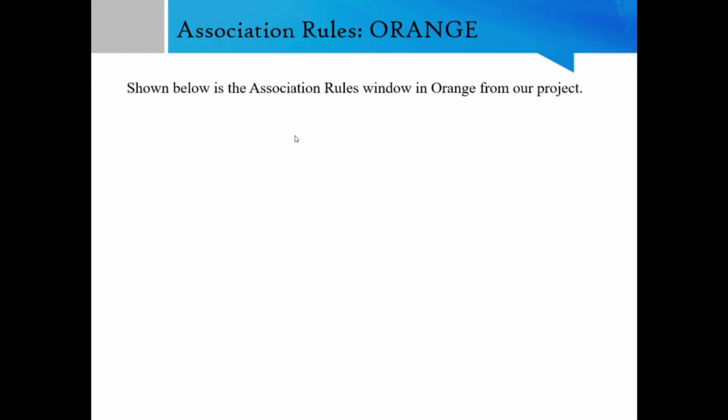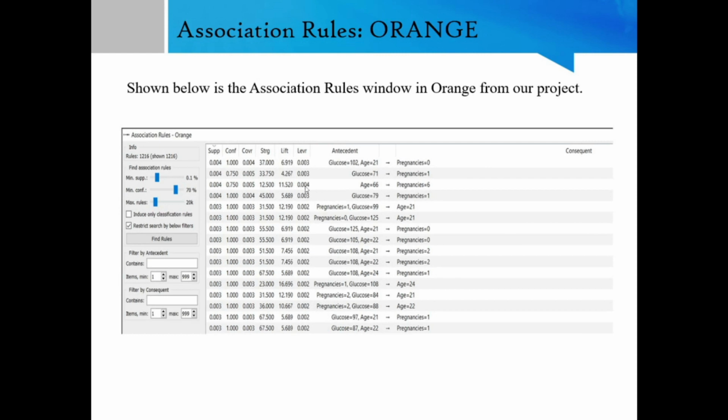Next, shown below is the association rule window in Orange from our project. On the left-hand side, we have certain information and different types of rules and filters, which I will talk about in the next slide.